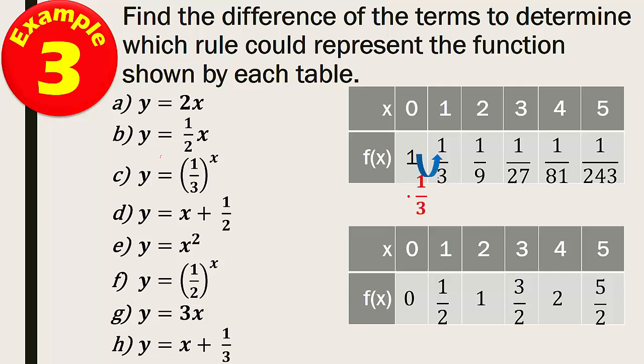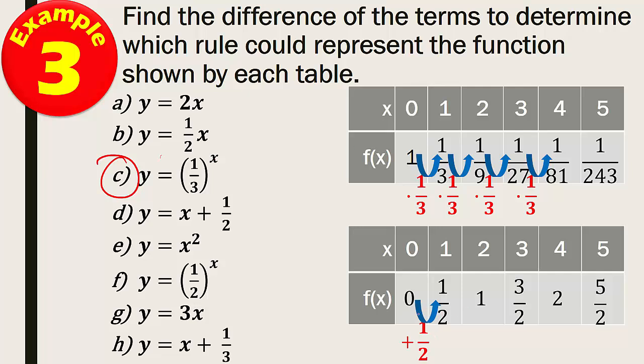1 times 1/3 is 1/3. 1/3 times 1/3 is 1/9. 1/9 times 1/3, so it continues to work. So basically, once you get past the first one, we just keep multiplying that bottom number by 3. Top one stays as 1. So we're going to look for something that is multiplying. So we're looking for something that has a variable in the exponent and 1/3 as its base. You can see that C, before we get to that, so C does in fact match this one.